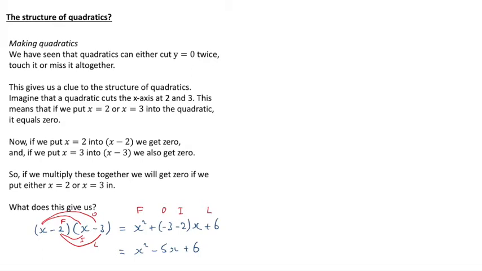And we know that if we put x equals 2 into that, it will give us 0 because it came from multiplying a bracket x minus 2. Similarly, if we put x equals 3 in, it will give us 0. Okay, let's have a look at the general case.